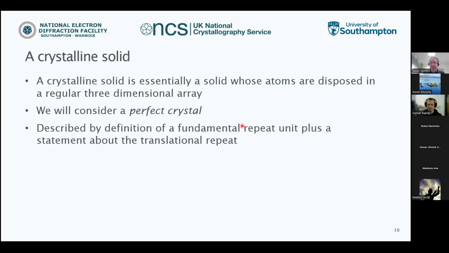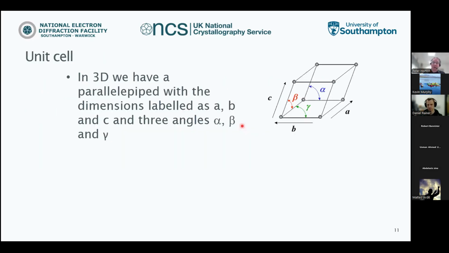And we need that regular translation. So what we have, as I say, is a mathematical construct called the unit cell. It doesn't actually exist within a crystal, but we can use it to define positions of atoms and so on, and then use their translations. As I say, it's just a 3D parallelepiped, where A, B, and C are your lengths, and alpha, beta, and gamma are your angles.